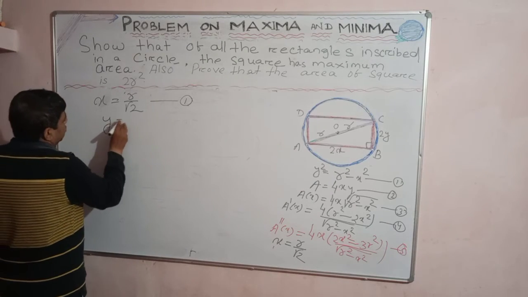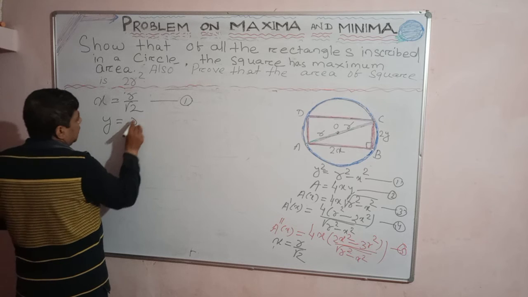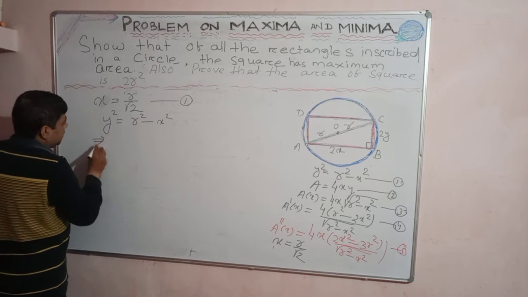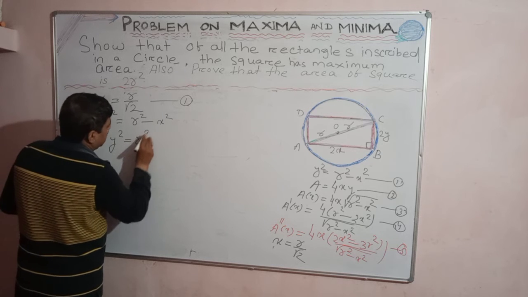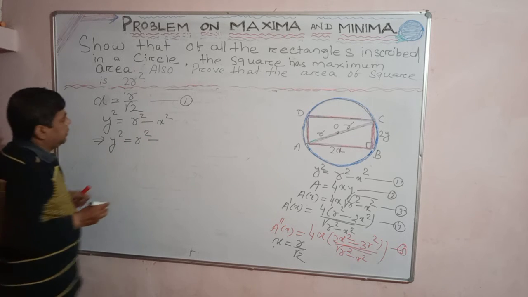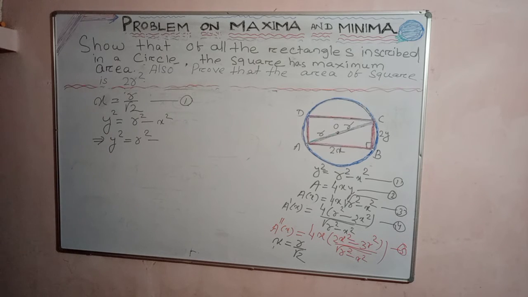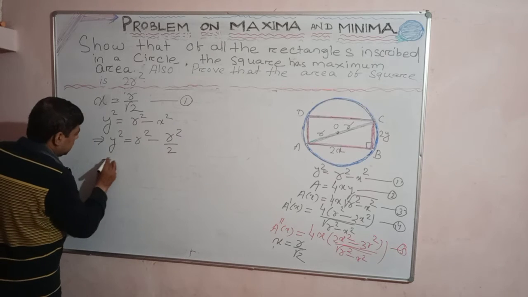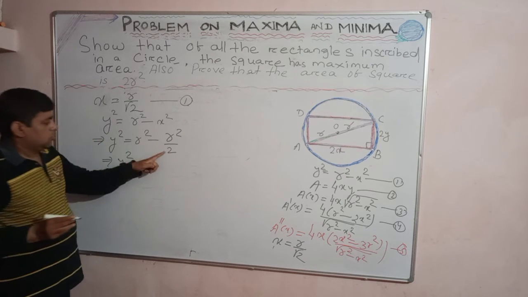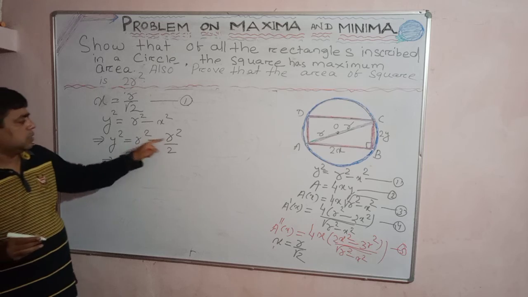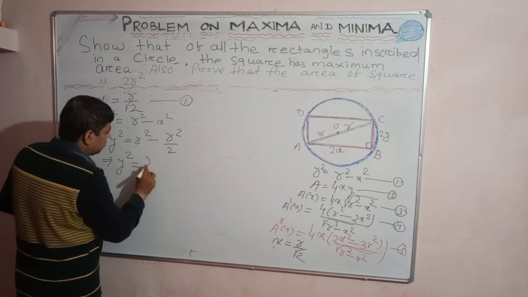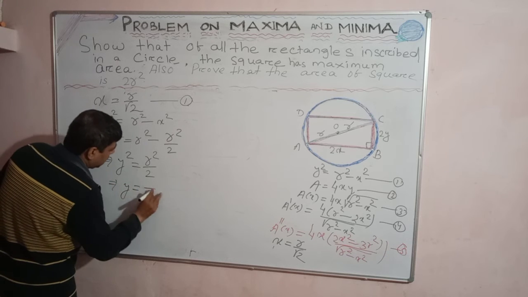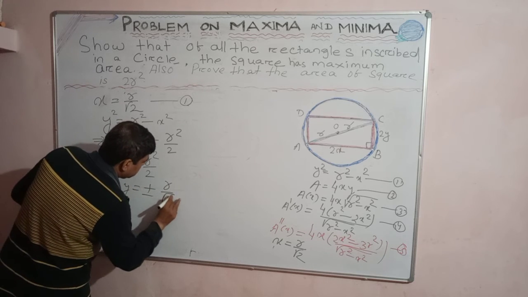Y is equal to r square, y square is equal to r square minus x square. So that implies y square is equal to r square minus x square value. With x equal to r upon root 2, whole square, which is r square upon 2. So y square is equal to 2r square minus r square by 2, which is r square upon 2. And y is equal to plus minus r upon root 2.